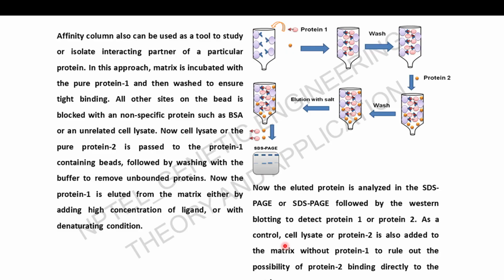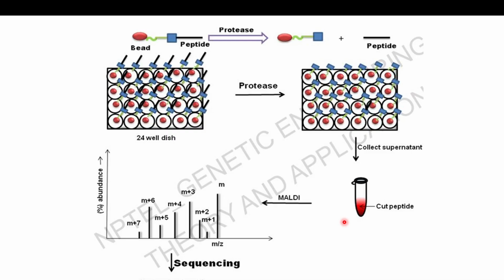And as a control, many times the cell lysate or the other protein that was added to the matrix in the absence of the first protein can be used to rule out the possibility of the second protein binding directly to the matrix. Okay. So another thing we were talking about is removal of the tag by a suitable protease and then collecting the released protein of your interest and sequencing it to see the percentage abundance. Okay.